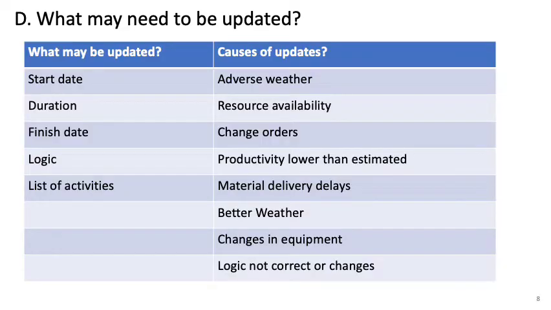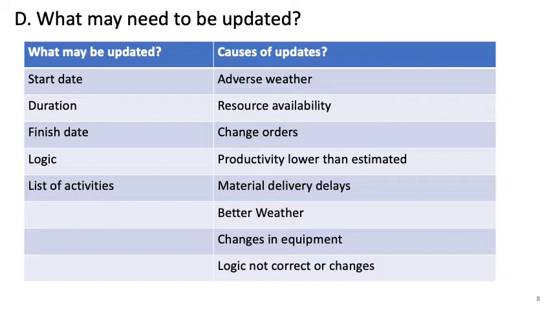Right, so this table shows you the different types of information that you need to update on the schedule, as well as a common list of causes that typically cause changes on the project schedule. On the left column here is the information that we need to update. So you need to change the start day, duration, finish day, logic, and the list of activities.